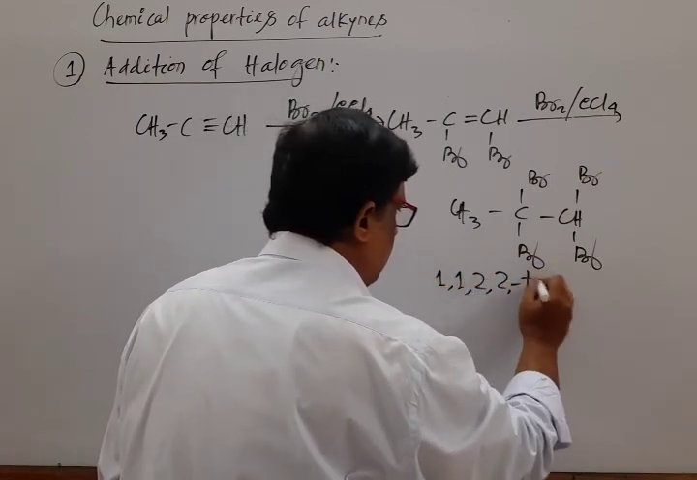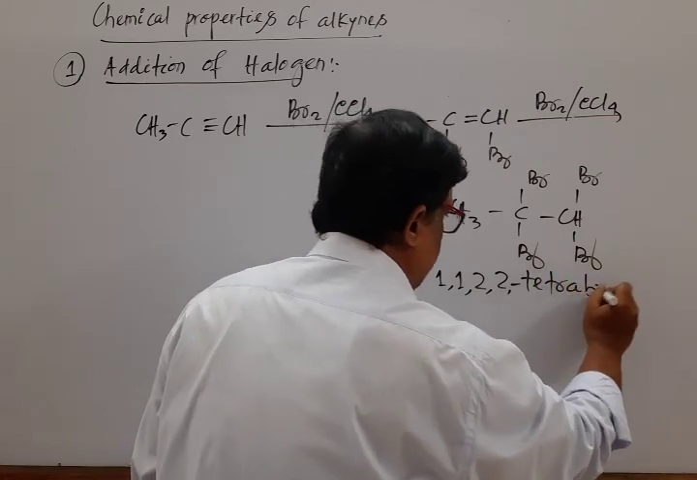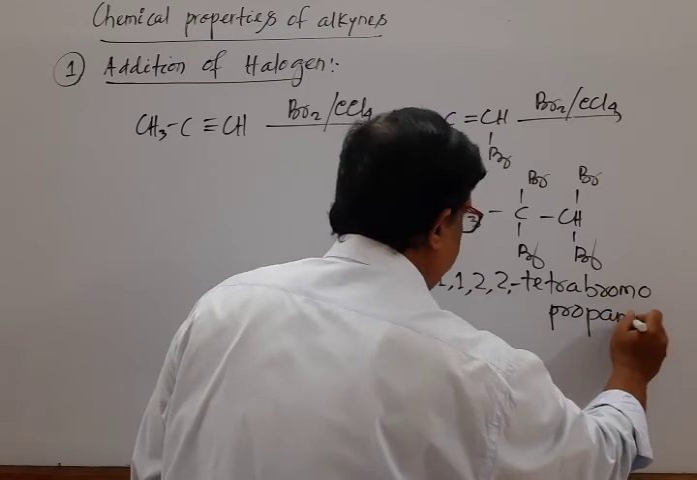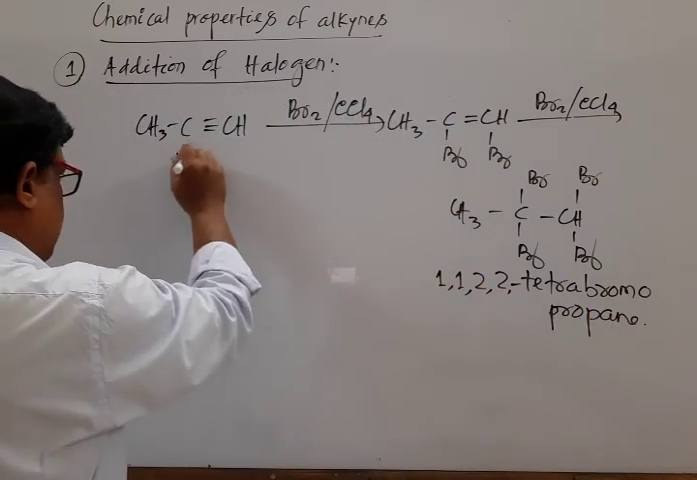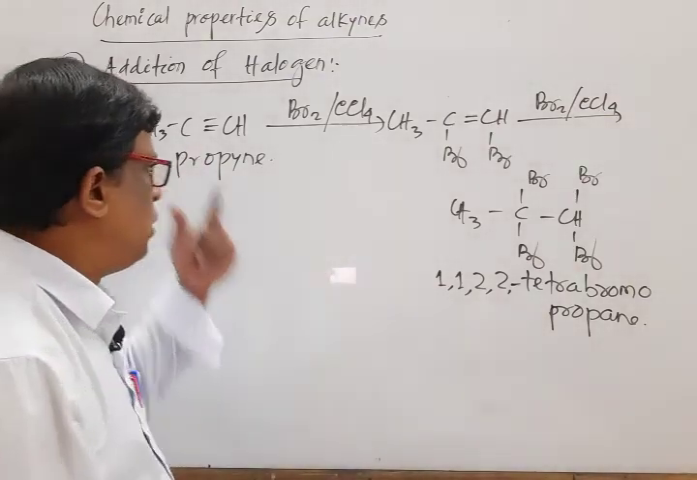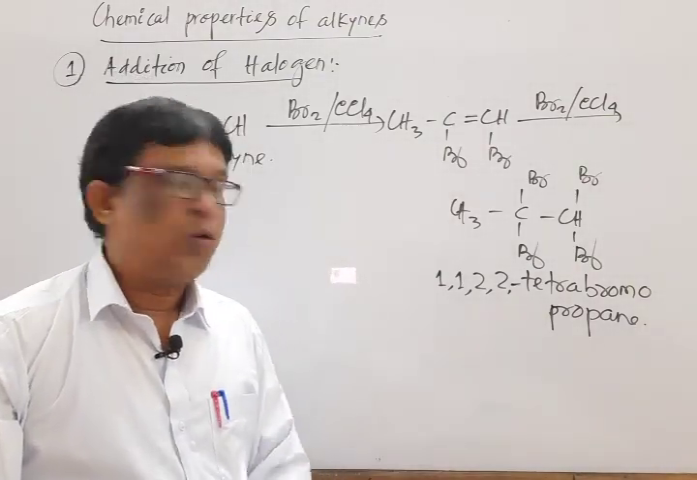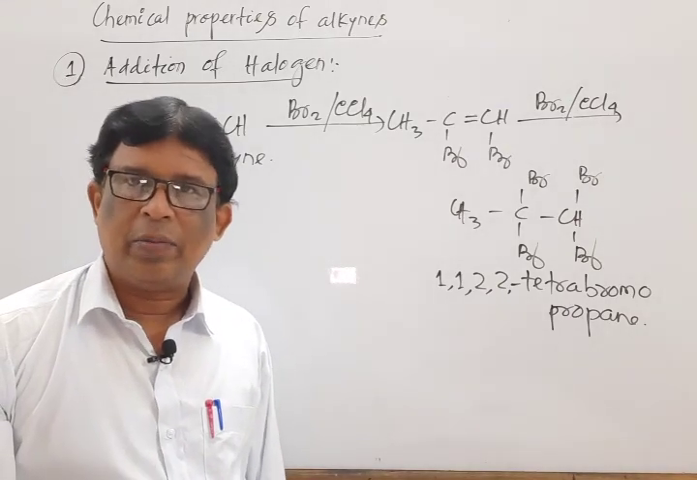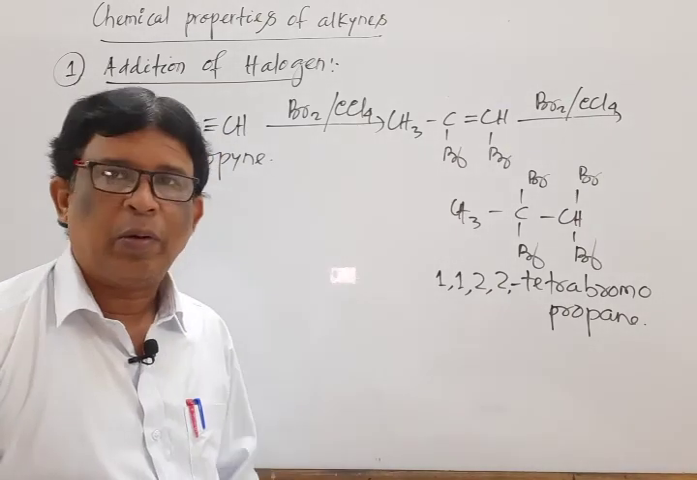Its name is 1,1,2,2-tetrabromopropane, from propyne. Okay. If it is symmetrical, then addition, no problem is there. Next we discuss if it is unsymmetrical, then what happens. Okay. First chemical property over.